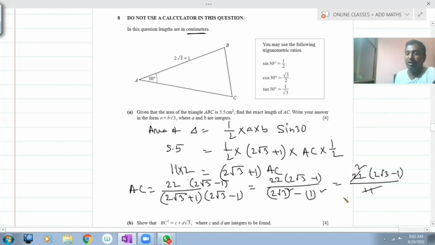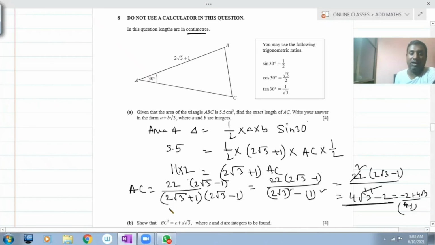Now 2 must be multiplied with this, 4 root 3 and minus 2. This is the answer for this one. Since the question is given in this form, that means minus 2 plus 4 root 3. So this is the answer, a plus b root 3. This is the final answer.